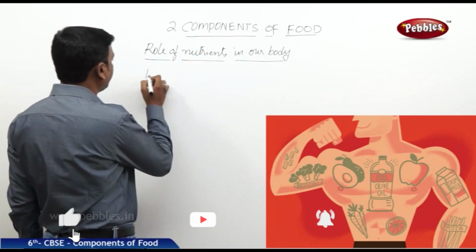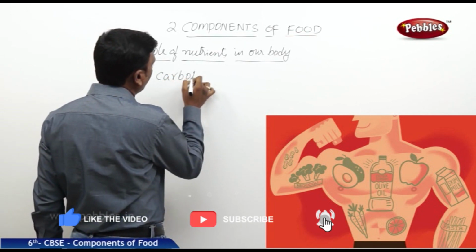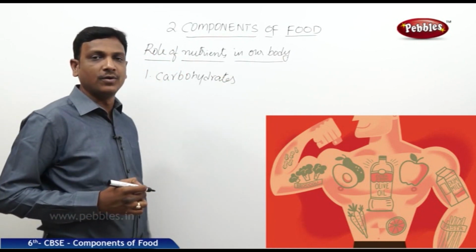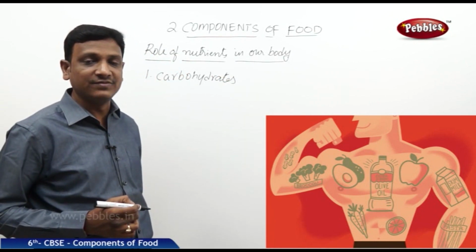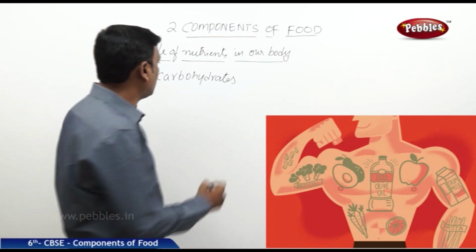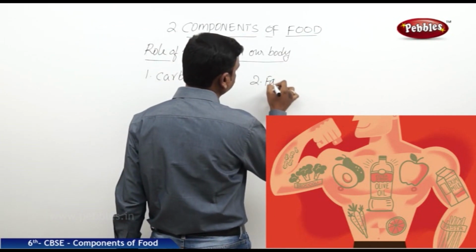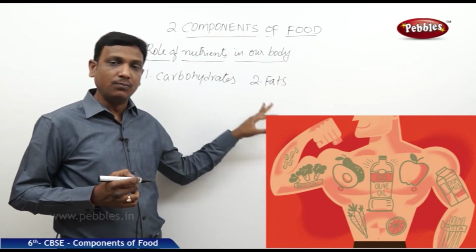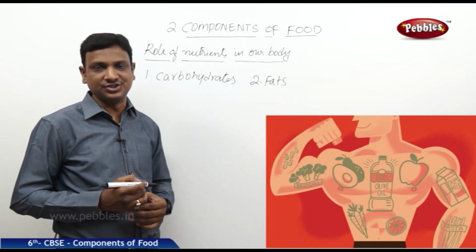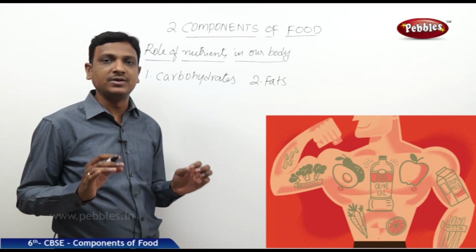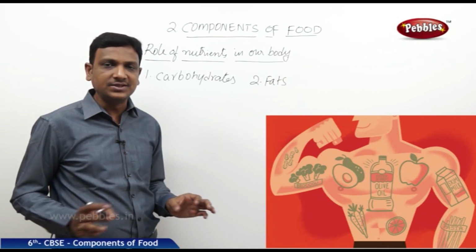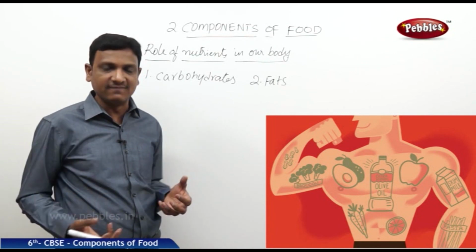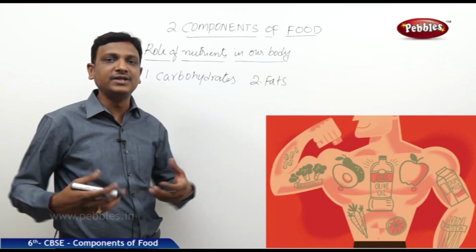Let us begin with carbohydrates. I told you that carbohydrates provide us with energy. Along with carbohydrates, the second one, fats. Carbohydrates and fats, both these nutrients provide us with energy. Energy is the primary requirement of our body. Without energy, you cannot do any activity. Even your body cannot run itself. It cannot maintain itself. You need energy to maintain your body.